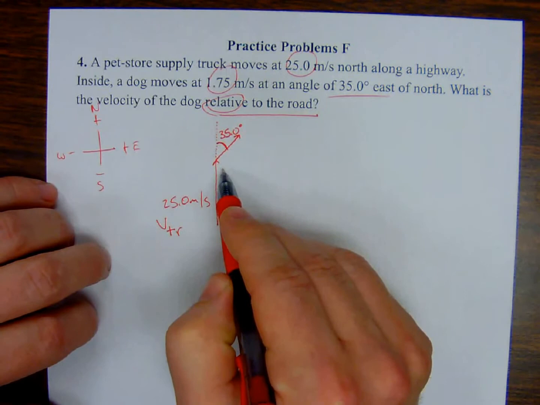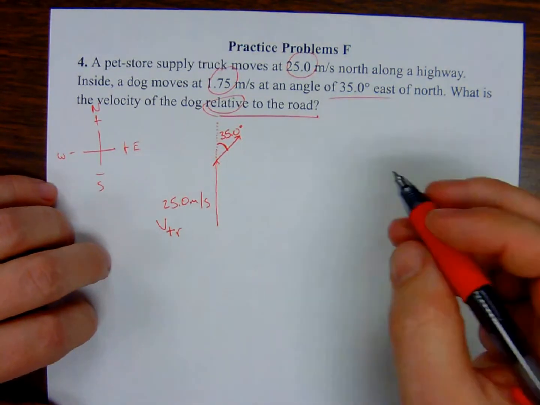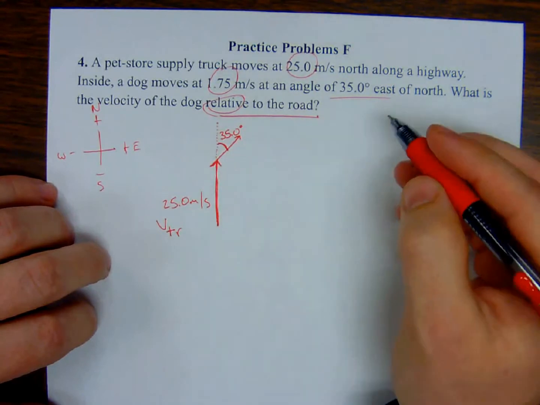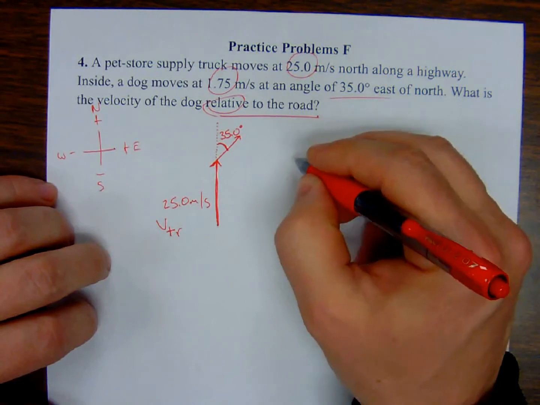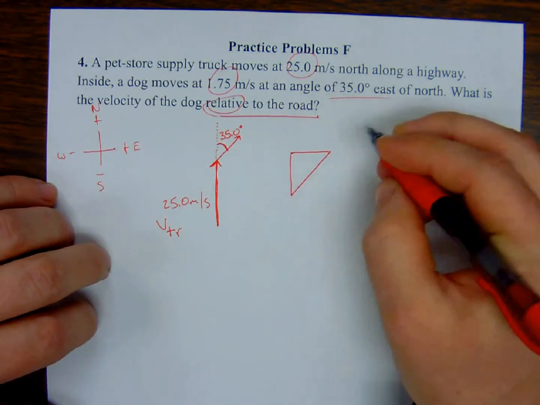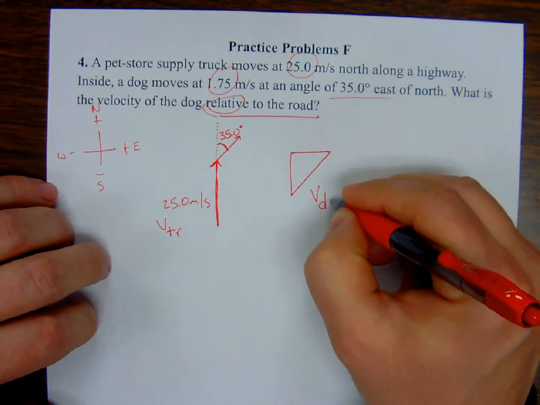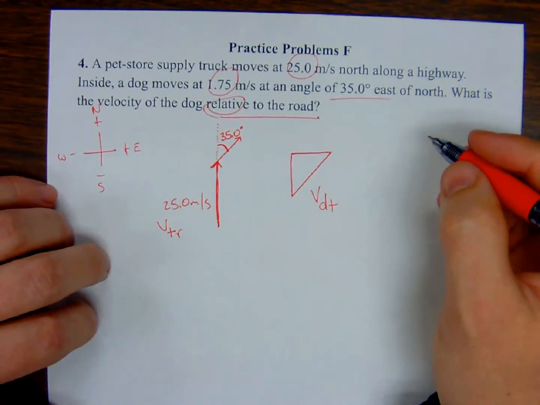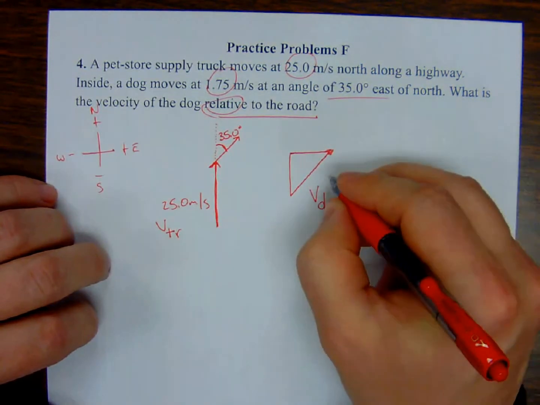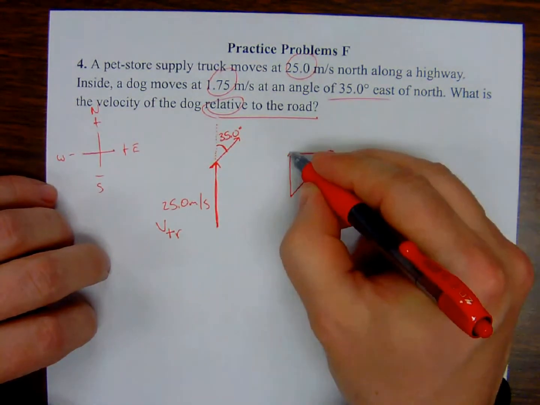So what we have here is one vector that just has a y component. There is no x component; there's nothing going this way. We have a second triangle, which I can draw a little bit bigger here. What do we call this? The velocity of the dog with respect to the truck. I don't respect these contrived premises, but that's that vector right there. It's 1.75 meters per second. In this resultant, there's going to be a y component and an x component of this velocity. Remember, this is the angle that is 35 degrees.